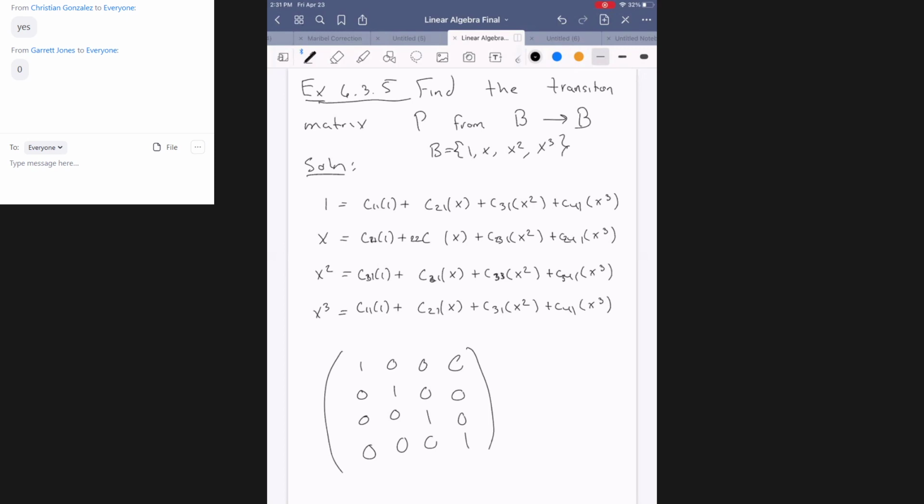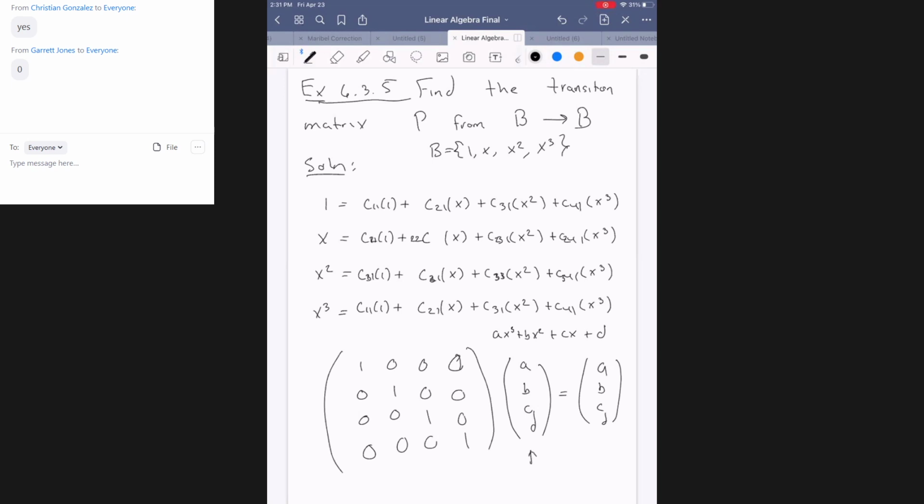Now, how do you use this to actually find it? Well, if you have a third degree polynomial, ax cubed plus bx squared plus cx plus d, and you multiply the coefficients a, b, c, and d by this matrix, it would just give me back a, b, c, and d. So obviously, that polynomial has coordinates a, b, c, and d in its own basis. So that's why this is the transition matrix. It's just the identity.